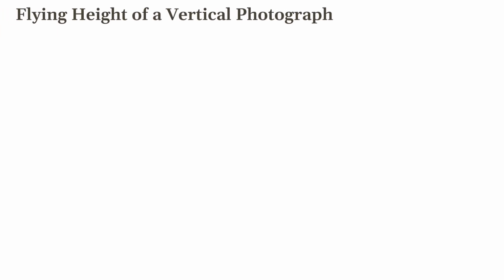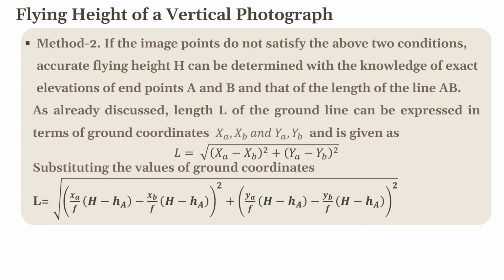Now, moving on to the next method, that is method 2. If the conditions from method 1 are not met, you can still determine the flying height capital H accurately using another approach. This method requires knowing the exact elevation of both endpoints capital A and capital B and the length of the line capital AB. Here is how it works. You need to know the precise elevation of the endpoints capital A and capital B on the ground. You also need the actual length of the ground line capital AB.